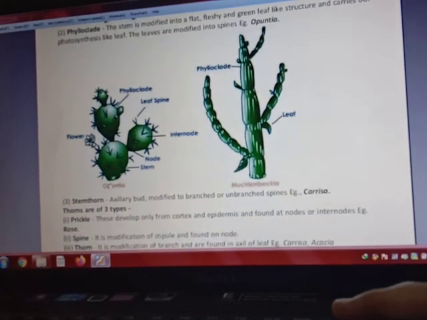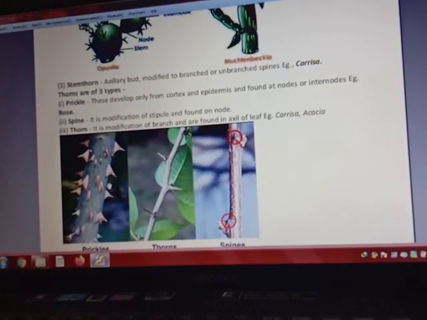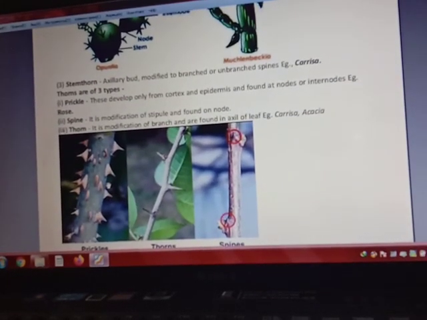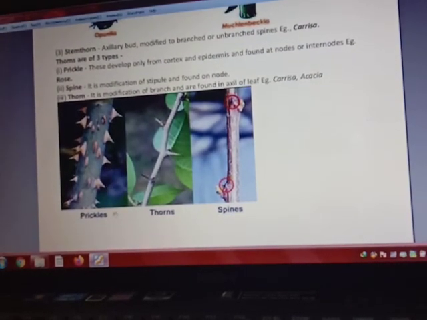Then is the stem thorn. It is the last, students. Okay, stem thorn, basically three types of thorns are present here. You can see here in the structure. First one is a prickle. In the prickle, thorns arise from each node and internode. From all of the nodes, means prickles are present mostly all over the stem.